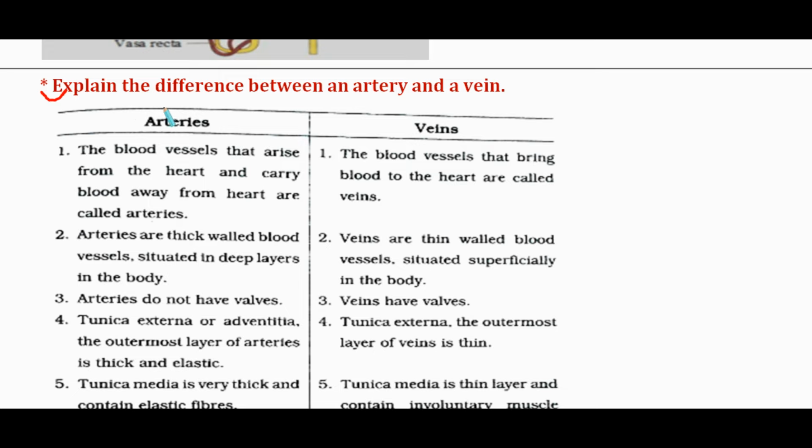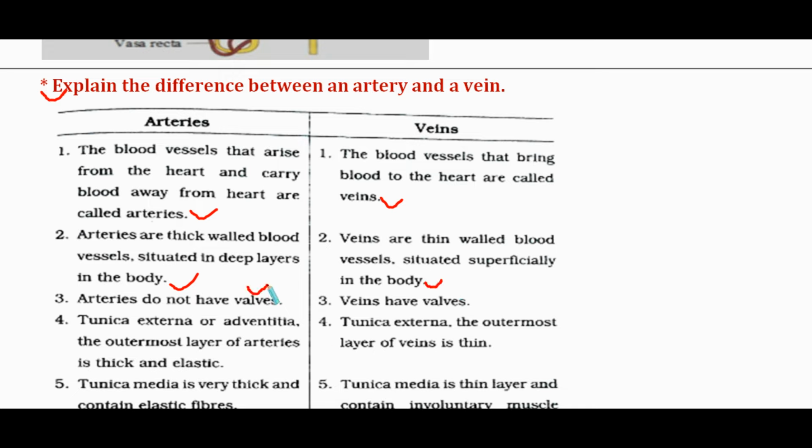Now the question: explain the difference between an artery and a vein. There are many differences, but for 4 marks you can write 4 differences. Now see the differences. The blood vessels that arise from the heart and carry blood away from the heart are called arteries. The blood vessels that bring blood to the heart are called veins. Arteries are thick walled blood vessels situated in deep layers of the body. Veins are thin walled blood vessels situated superficially in the body.